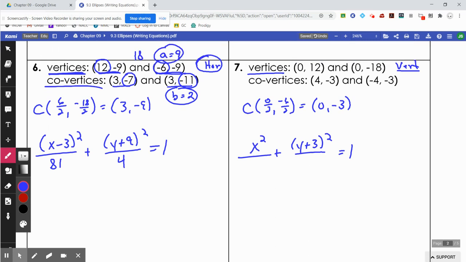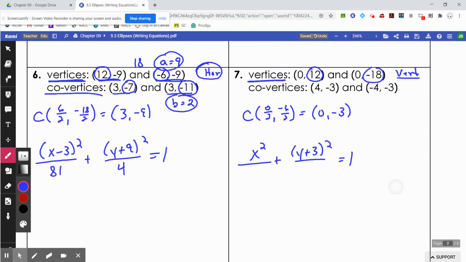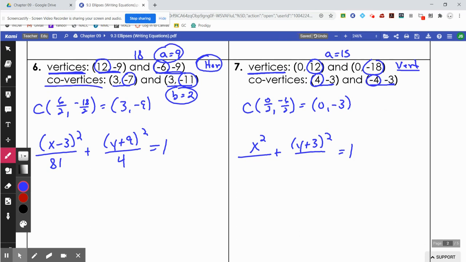Okay, vertices. The distance between those vertices, that's called your major axis. The length of your major axis is double A. So therefore, the distance from 12 to -18 is 30. Your major axis has a length of 30, so that means that A is half of that, which is 15. Your minor axis, the distance from 4, -3 to -4, -3. You don't have to worry about the -3s, they are the same. How far is it from 4 to -4? That's a distance of 8. So therefore, that's the distance all the way across your ellipse. So therefore, your b value would have a length of half of that.